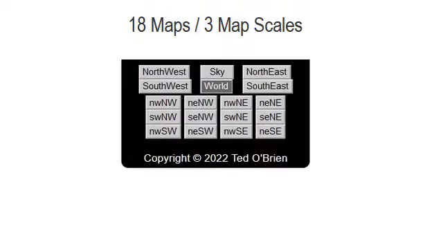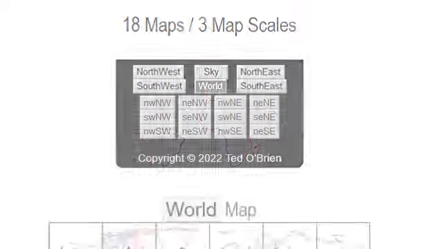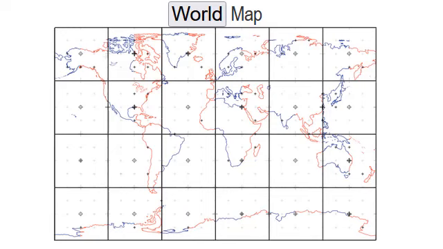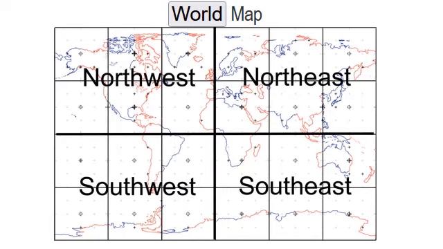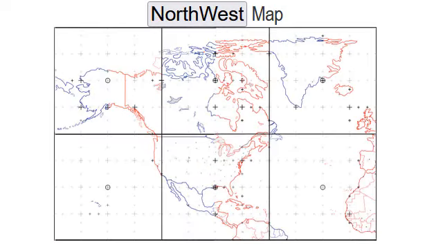The app displays 17 views of an Earth map and 1 view of a sky map. The partial views of the Earth are based on the 4 directions of north, east, south, and west. The Earth maps are shown at 3 different scales. The world map is the default view. Dividing it along the equator and the prime meridian results in the northwest, northeast, southwest, and southeast views. These 4 views are displayed separately at twice the scale of the world map.